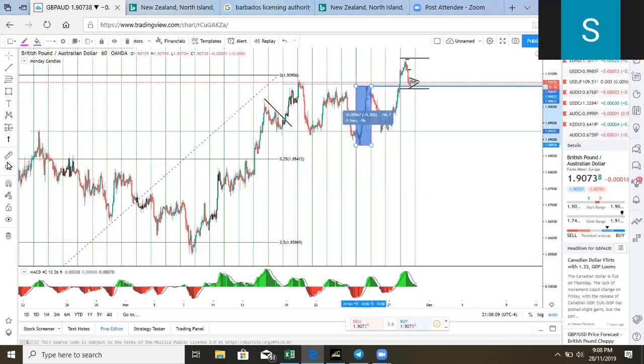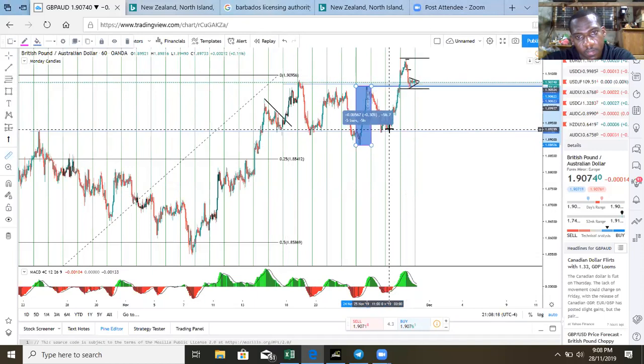Nice reversal. So just showing people going back through the trades, like you just spoke about, going back over your trades. That's something you do a lot now.